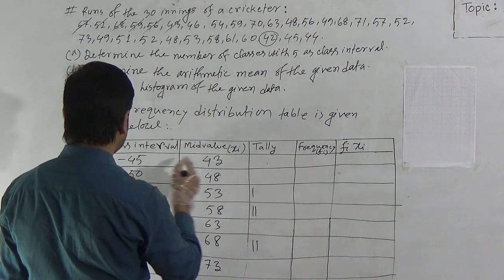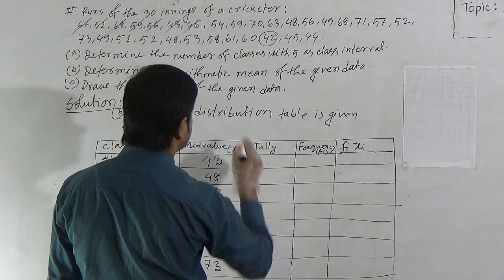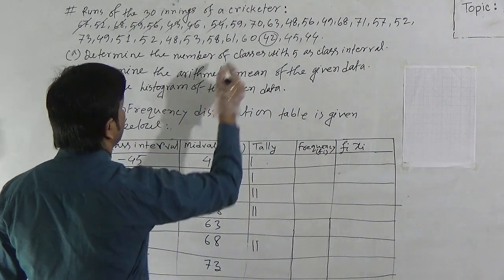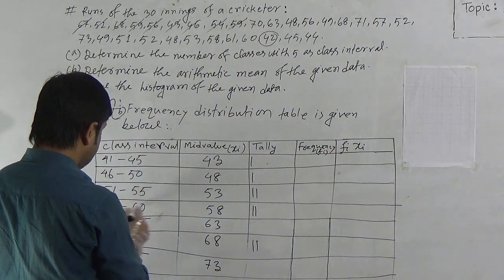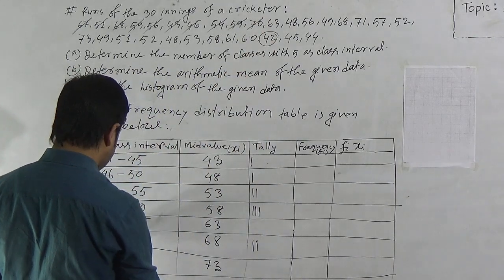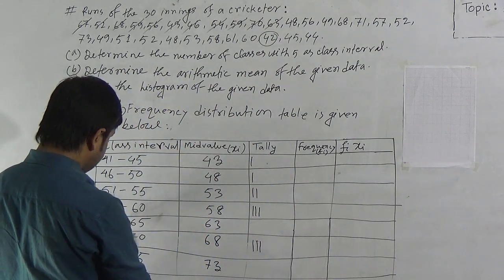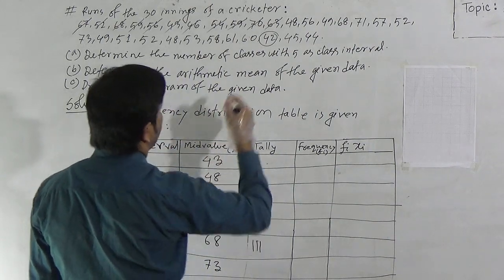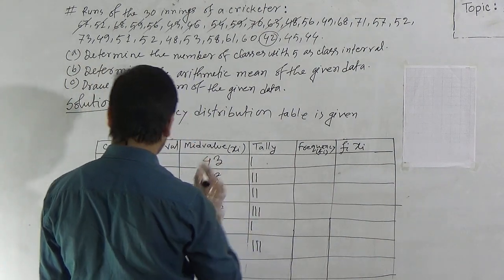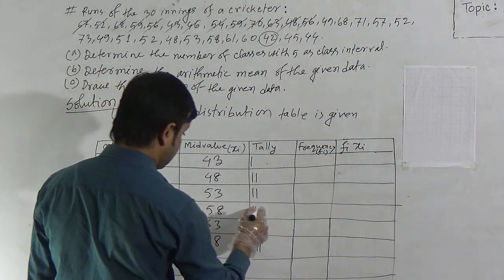43, we can write here 43. 46. 46 is here. 54, here is 54. 59, in this class there will be 59. 70, 70 will be in this class. 63, 63 is in this class. 48, 48 will be in the second class. 56, 56 will be in this class.